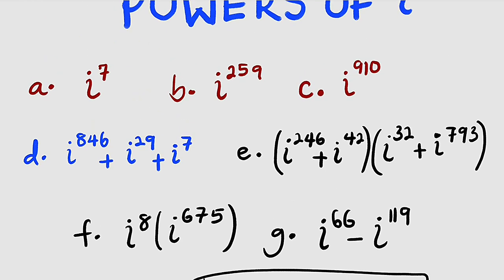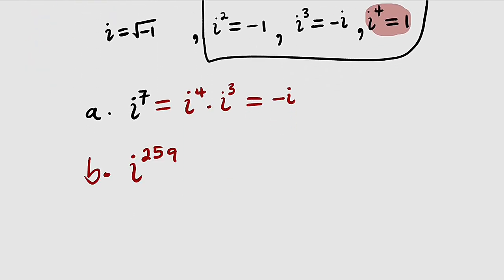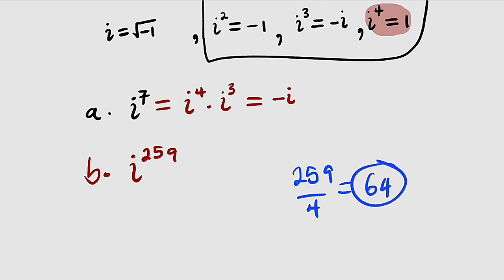Then the B part. So how can we evaluate i to the 259? First of all, we want to determine how many 4s are available here, because we know i to the fourth power is equal to 1. So you can simply take your calculator, say 259 divided by 4, which I believe is equal to 64, with some remainder, but we are interested in the whole part. Then what of 64 multiplied by 4? This will give us 256, but this is what? 259. It implies that we have a remainder of 3.